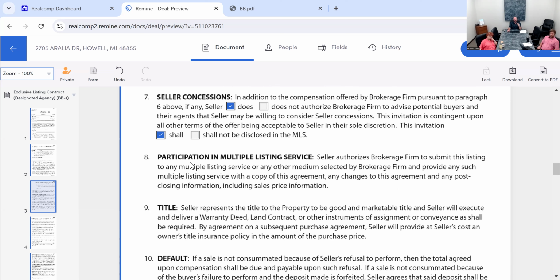But all right, participating in the MLS. So the seller's authorizing us to put this on the MLS, and then that MLS is going to disperse it out.